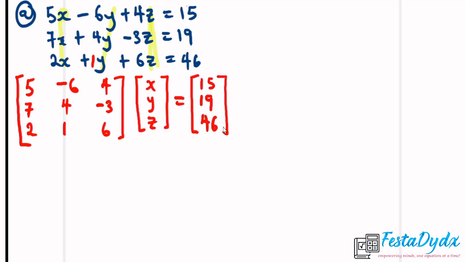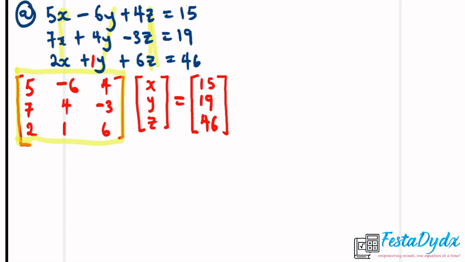So now that we have formed the matrix of the given system of linear equations, the next thing we have to do is look for the determinants. Remember, this is a 3 by 3 matrix, so we have to look for the determinant of this 3 by 3 matrix first. After that, we can start looking for the determinant of the coefficient of x, coefficient of y, and coefficient of z. So now let's do this one first.